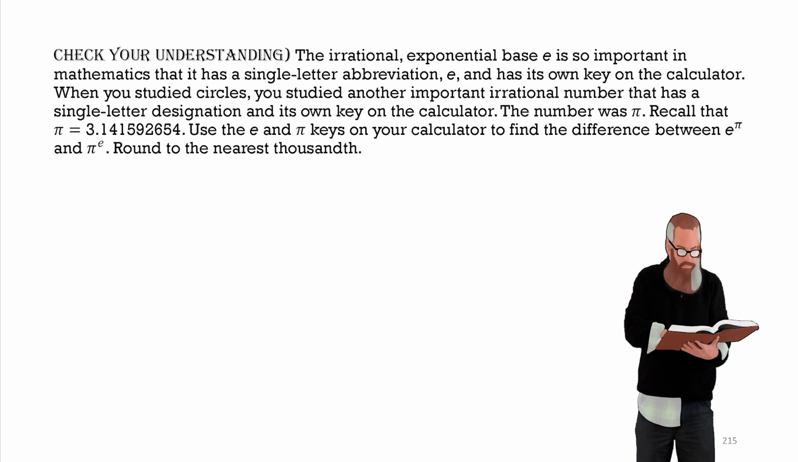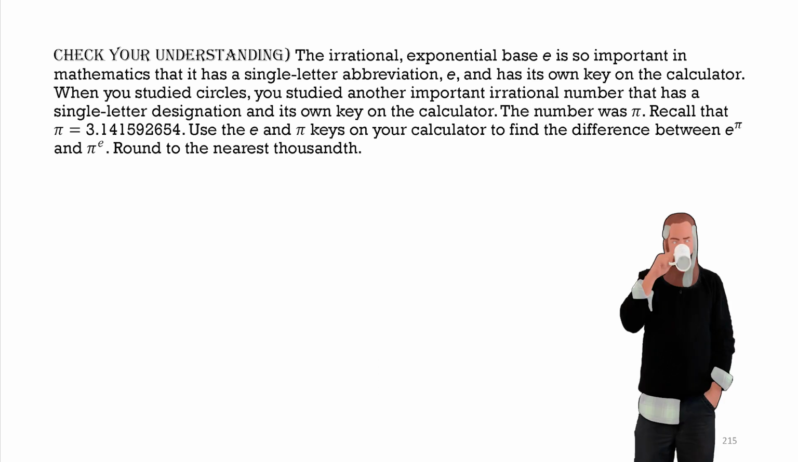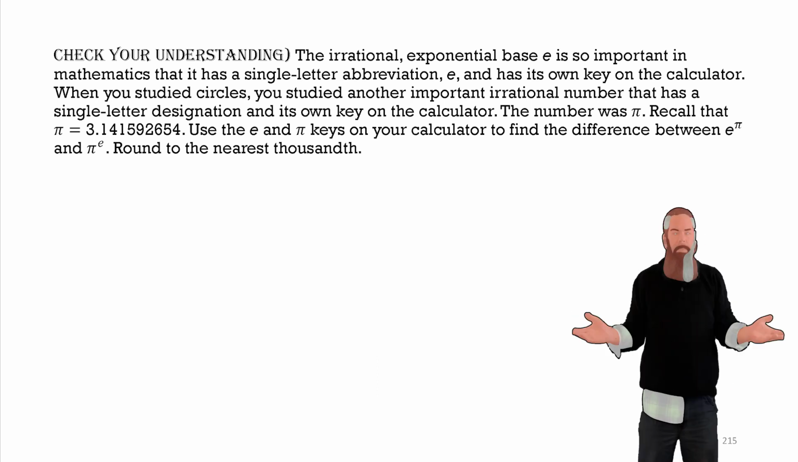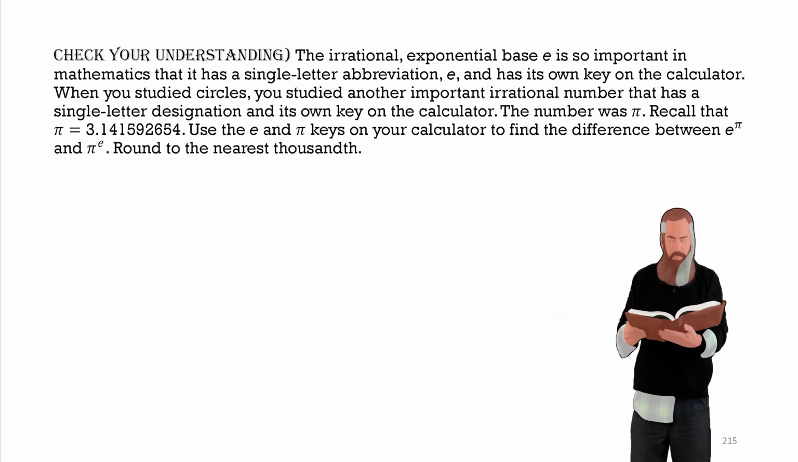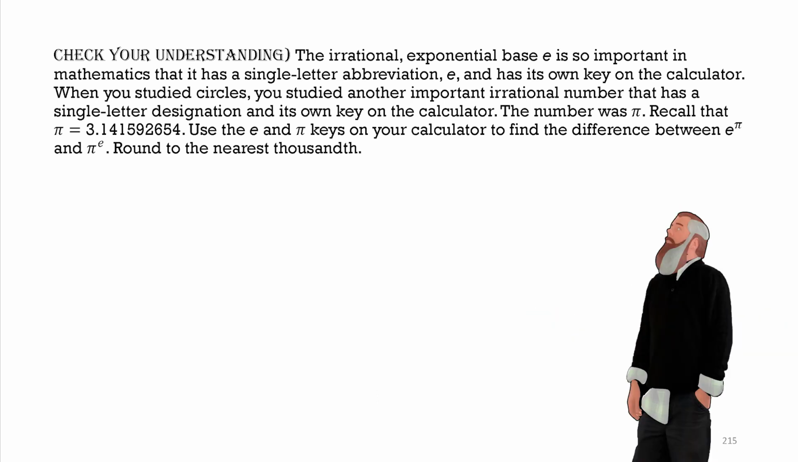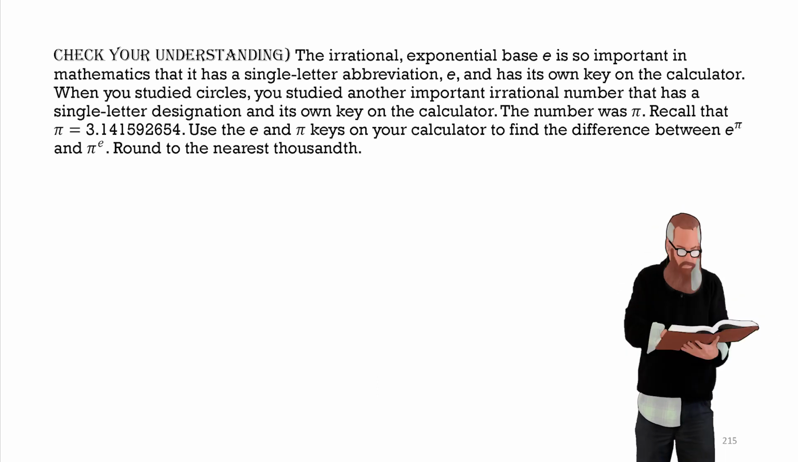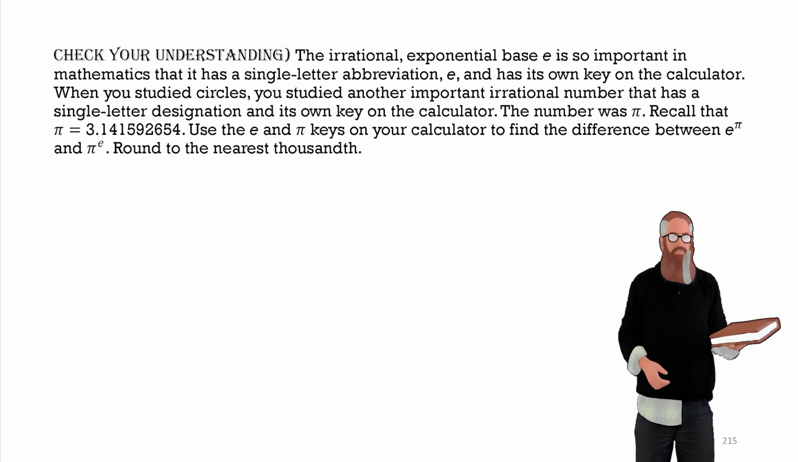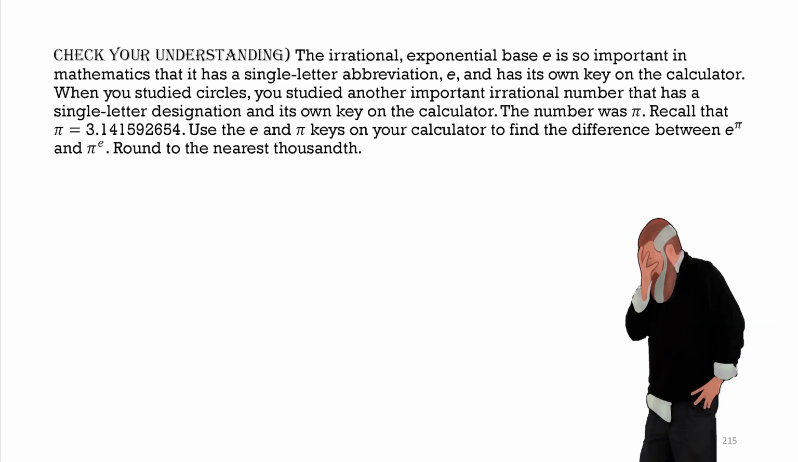Let's check our understanding of this. The irrational exponential base e is so important in mathematics that it has a single letter abbreviation, e, and it has its own key on the calculator. When you studied circles, you studied another important irrational number that has a single letter designation and its own key on the calculator. That number was pi. Recall that pi is approximately 3.141592654, and it goes on infinitely. Use the e and the pi keys on your calculator to find the difference between e to the pi and pi to the e, and round to the thousandths.